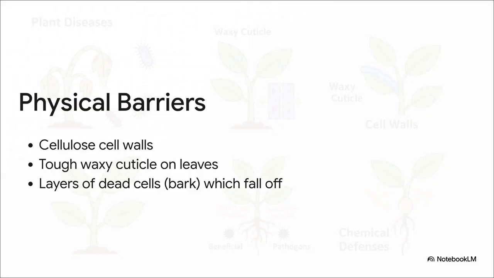First up, the physical barriers. This is the plant's front line, its fortress walls. Every single plant cell is surrounded by a tough wall made of cellulose. Then, the leaves are coated in this waxy cuticle, which is like a waterproof, pathogen-proof jacket. And of course, trees have bark, thick layers of dead cells that pathogens can't get through. And get this, the bark can even fall off, taking the bad guys with it.